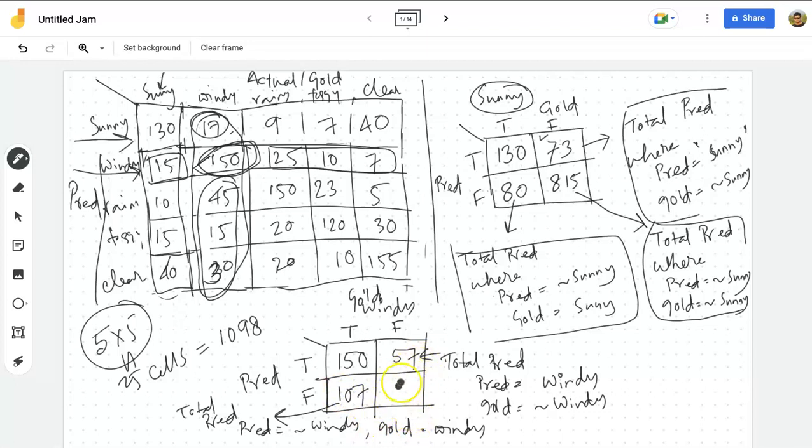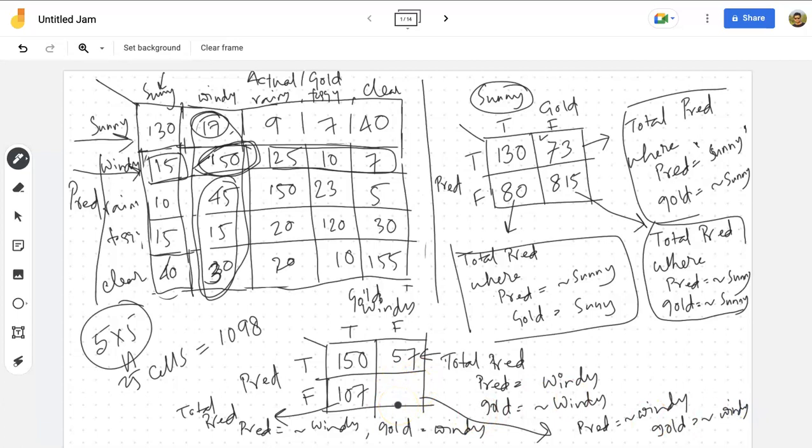Okay, and what about the last cell? When both the predictions are wrong, so the prediction is also not windy and the gold is also not windy. So how to calculate this?